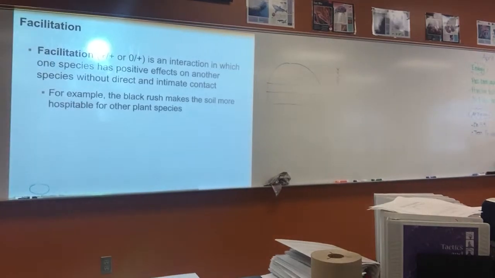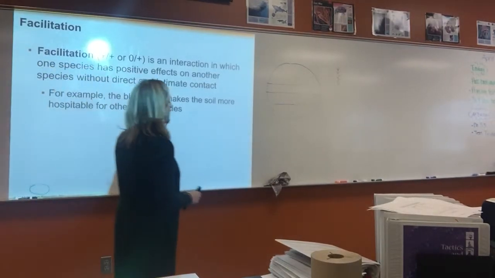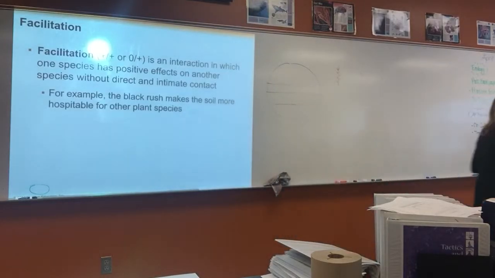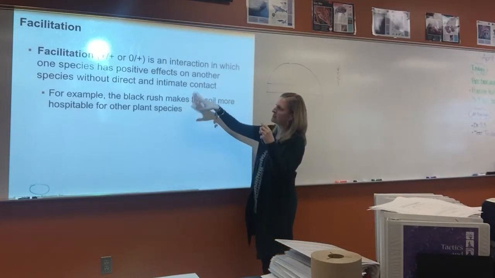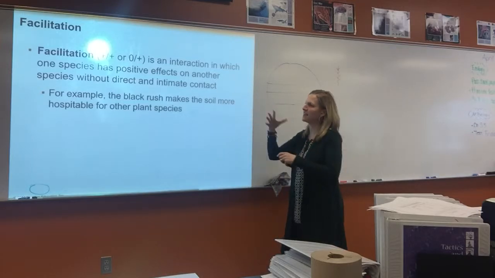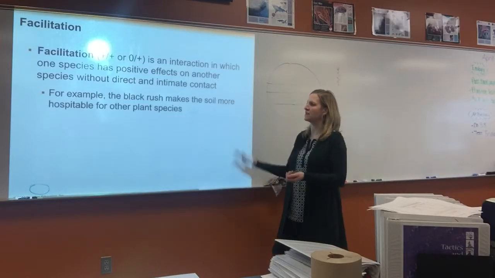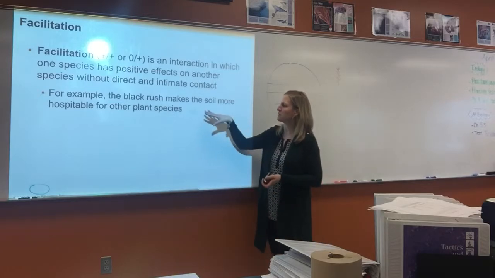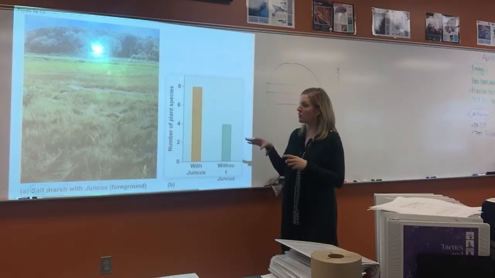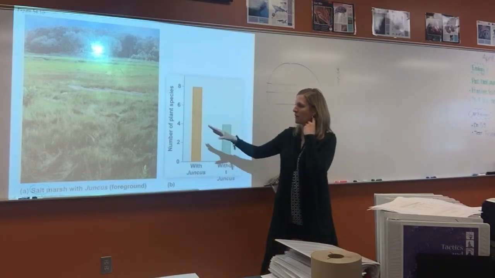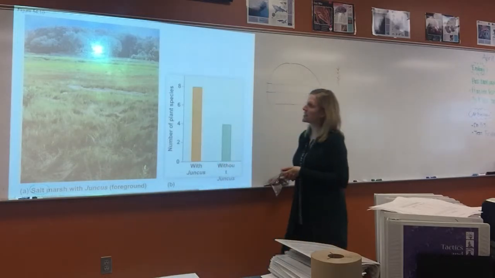So I think this is the last thing that we talked about, the last interaction between organisms in a community. Remember, a community is different organisms of different species interacting with one another in the same area. And so facilitation is one species facilitating and having positive effects on another species. So an example was the black rush. The black rush is a plant that makes the soil more hospitable for the other plants that live there.